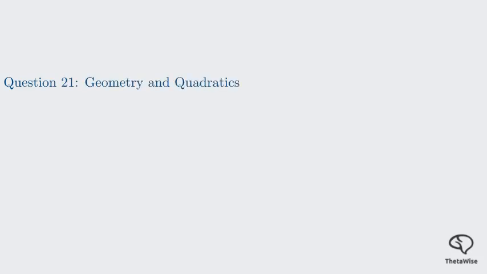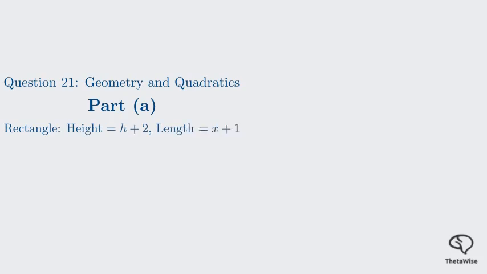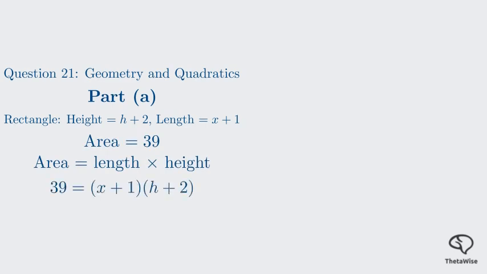Question 21 combines geometry with algebraic manipulation and quadratic equations. Part a. Expression for the height of the rectangle. We are given that the height of the rectangle is h plus 2. However, the question asks for an expression in terms of x. We know the area of the rectangle is 39 and the length is x plus 1. Area equals length times height. 39 equals (x plus 1) times (h plus 2). So we can express the height, which is h plus 2, by dividing the area by the length. The answer is 39 divided by (x plus 1).